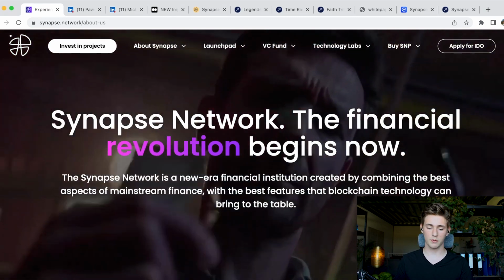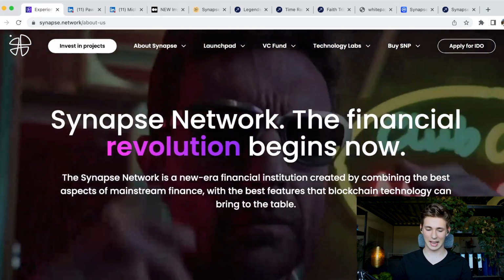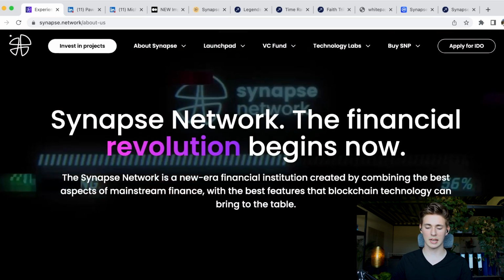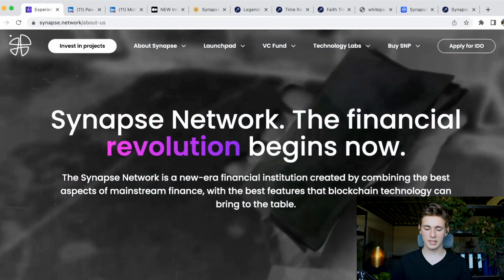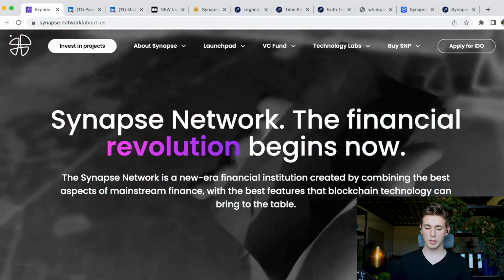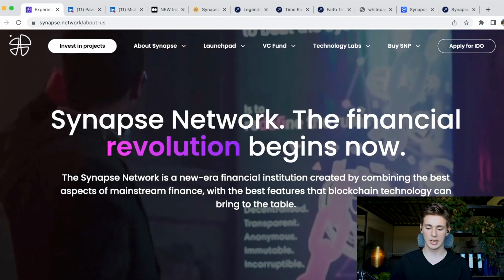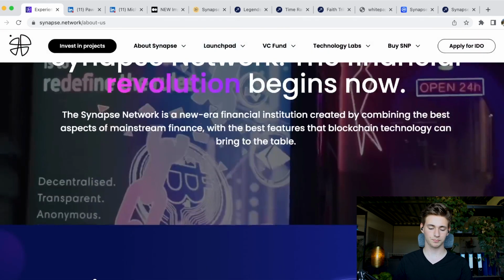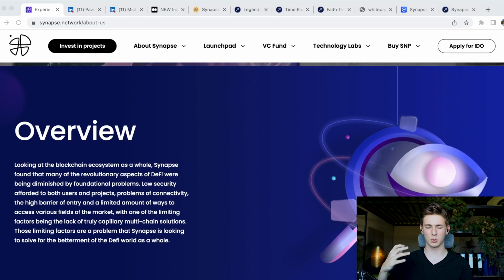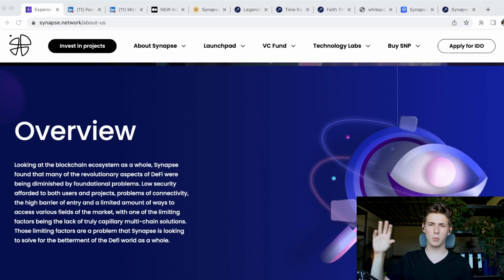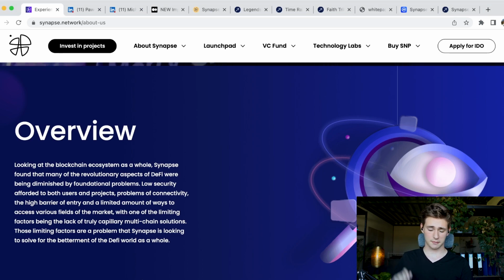So Synapse Network, the financial revolution begins now. The Synapse Network is a new era financial institution created by combining the best aspects of mainstream finance with the best features that blockchain technology can bring to the table. So we first go over the website to really find out what Synapse really is. Then we're going to dive a little bit deeper and look at the white paper, the tokenomics, price prediction, all that stuff. So first things first.